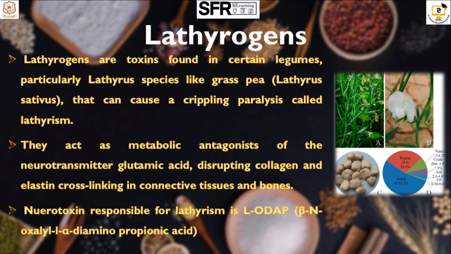Then the seeds are washed with cold water and sun dried. In this process, 80 to 90% of the toxins will be removed. Then the next one is the parboiling process.